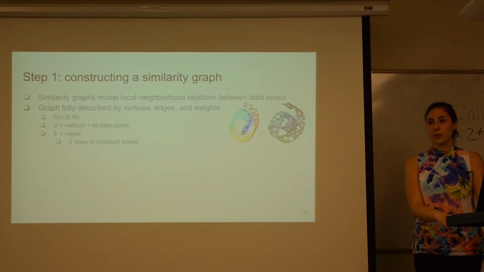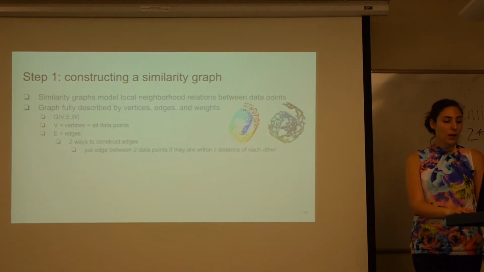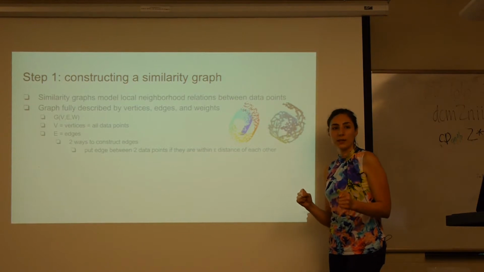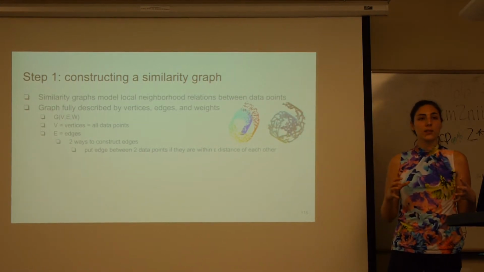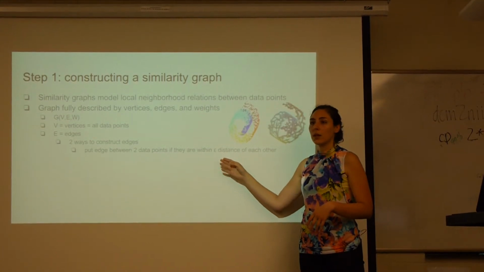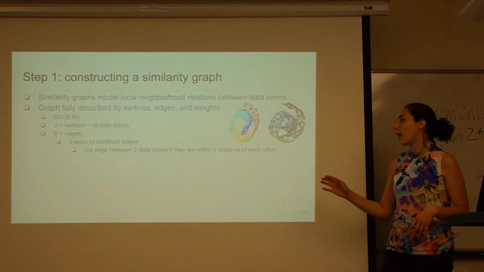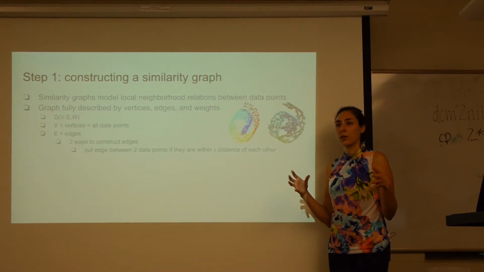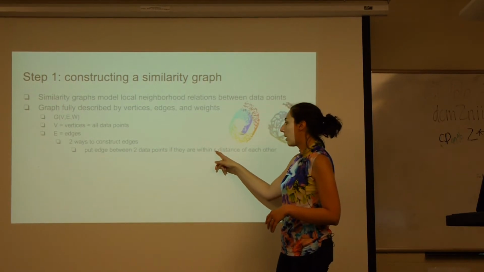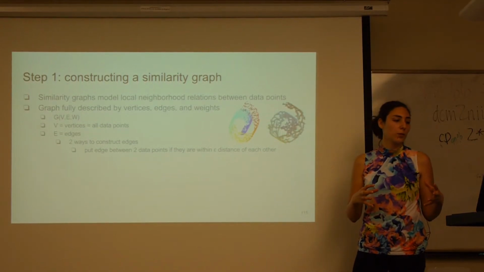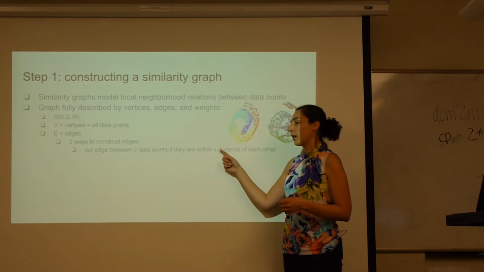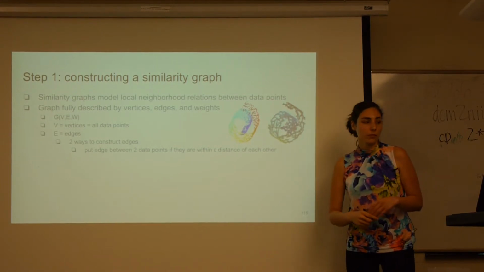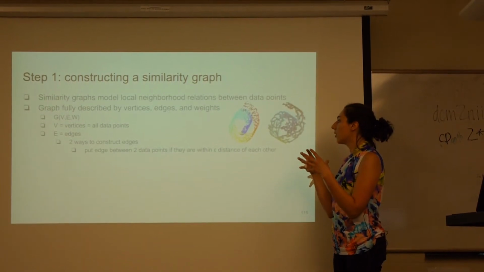So how do we construct the edges? There are two main ways. One way is to put an edge between two data instances, or two vertices, if they're within some distance of each other, this epsilon distance. And we'll talk about how to find what epsilon should be later. But this induces locality in the graph, because if epsilon is bigger, then we'll put edges between more data points, right? So the neighborhood of the graph will be larger, and we'll try to preserve more of these connections.